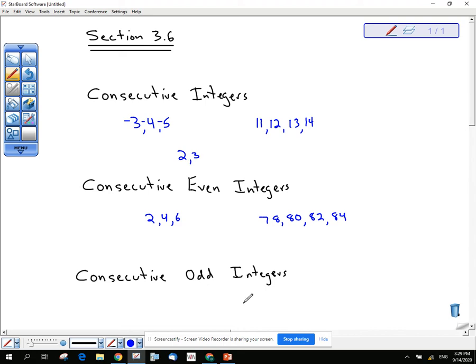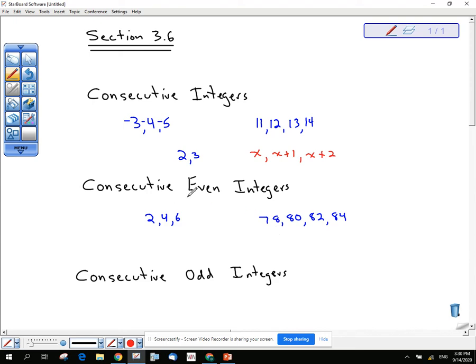So here comes the question. What if the first integer is x? And we're back to just consecutive integers. The first integer is x. Wouldn't the second integer be x plus 1? The third integer be x plus 2? I hope you agree with that. Fourth integer would be x plus 3. See, because if x turned out to be 11, then the next one should be 1 more than 11. The next one should be 2 more than 11. 13 would be 2 more than 11.